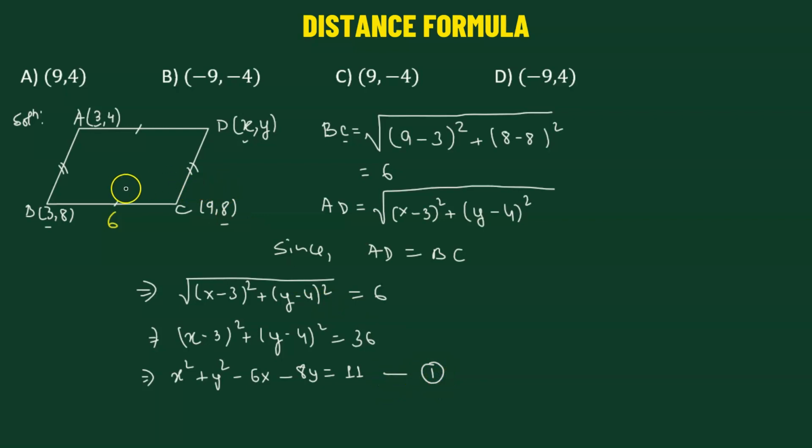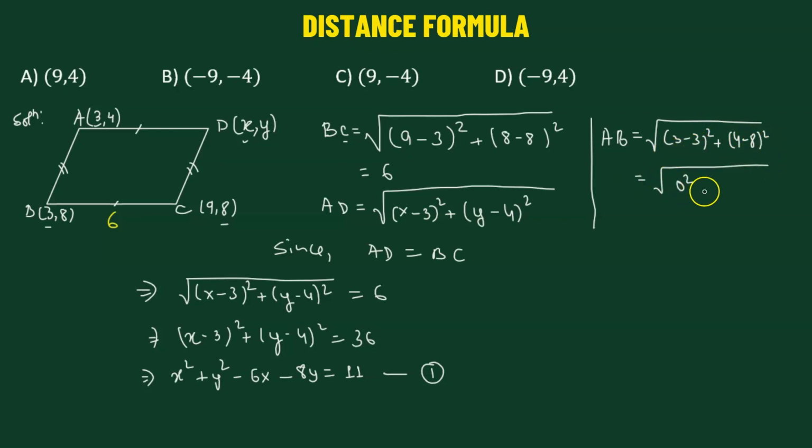Now we'll try to find the length AB, which we can easily obtain. AB will be simply equal to the square root of, underneath the square root, the difference of the x coordinates, so we have (3 minus 3) squared added to (4 minus 8) squared. So 3 minus 3 is 0. We have 0 squared plus (4 minus 8), that's negative 4 squared, which becomes simply 16 under the root. So the length of side AB comes out to be 4 units. And because it's a parallelogram, CD is also going to be 4 units.